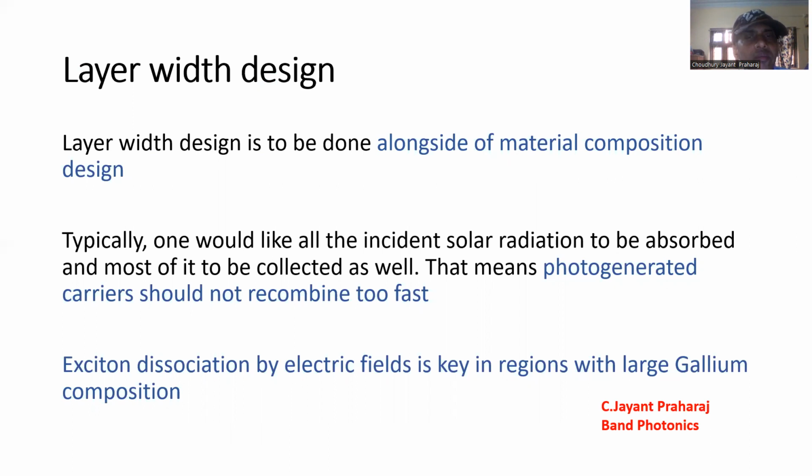Now the thermal energy at room temperature is about 25 to 26 millielectron volts. The exciton binding energy in, let's say, gallium arsenide material, which is a different material system, is maybe 20 millielectron volts, while the exciton binding energy in these indium gallium nitride materials, especially when the gallium composition is high, can be much higher than 26 millielectron volts. It can be 50 millielectron volts. That means these excitons are thermally stable even at room temperature.